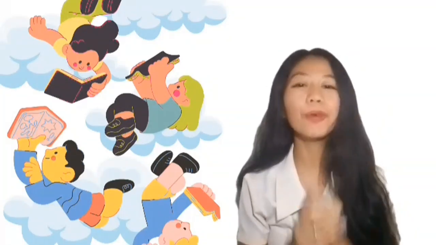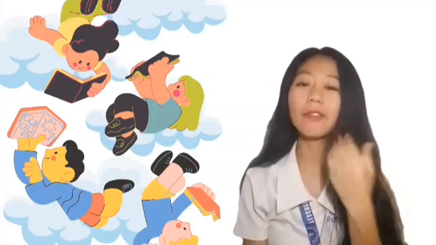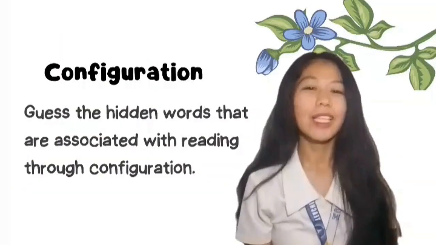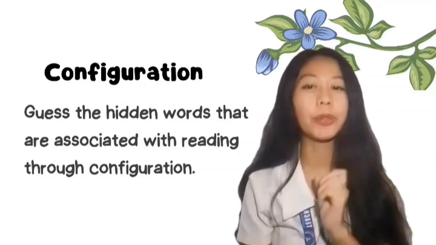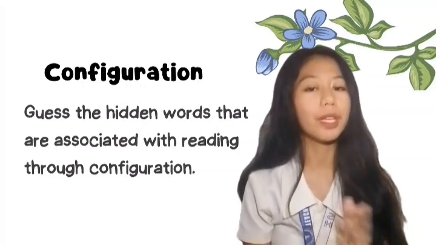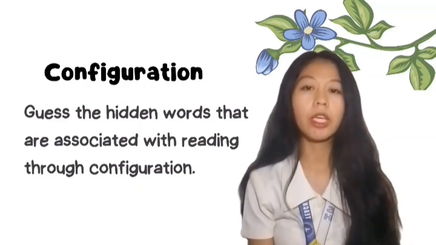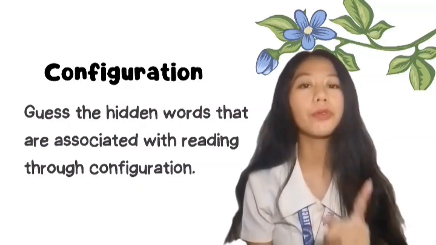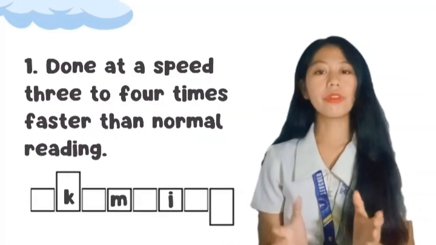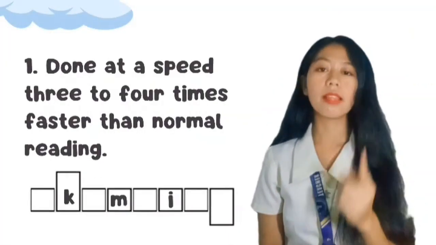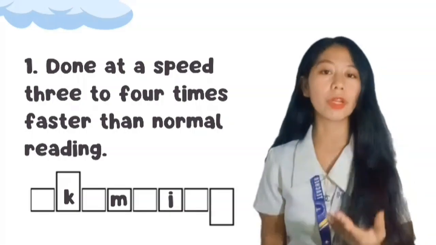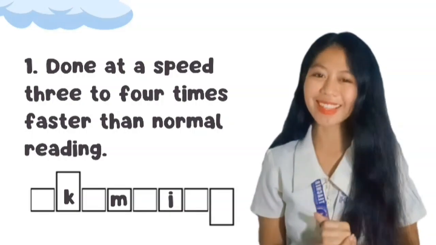Alright, but before we start our lesson, let's have a short game. So who wants to play a game? Our game for today is configuration. You have to guess the hidden words that are associated with reading through configuration. You are given 3 letters to help you figure out the answers. The description says that number 1, done at a speed 3 to 4 times faster than normal reading. What do you think is the answer?